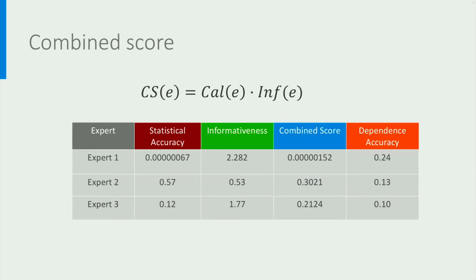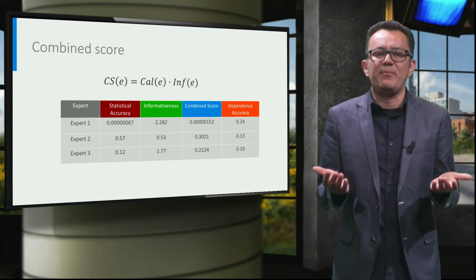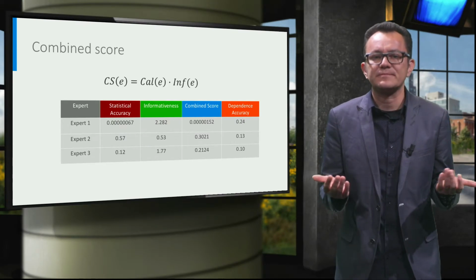However, the 4th column in this table indicates that the best expert according to Cook's method presents the second lowest dependence accuracy score, while the expert with lowest combined score in Cook's sense presents the highest score when eliciting dependence. What is thus the dependence accuracy score? Why does it matter to have a dependence accuracy score?